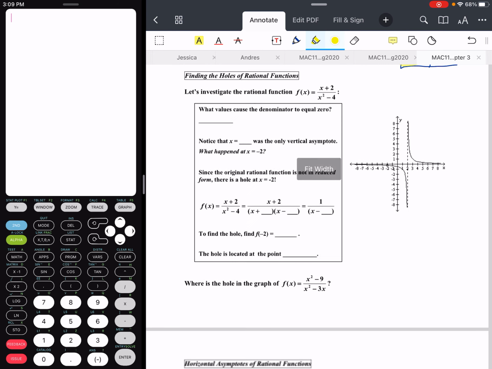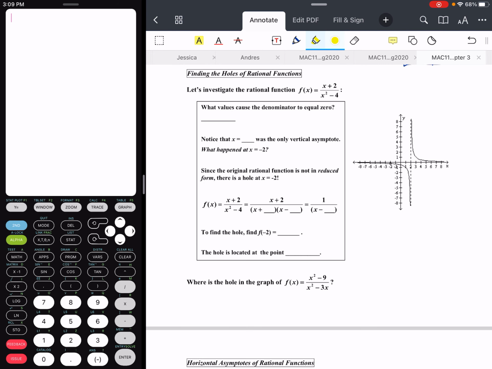Okay, so that brings us to kind of a weird topic. This comes up with our vertical asymptotes. There's something called the holes of a rational function, finding holes in a rational function. All right, so here's an example of a function that would have a hole, a vertical asymptote as well as a hole. So we've got the function f of x equals x plus 2 divided by x squared minus 4.